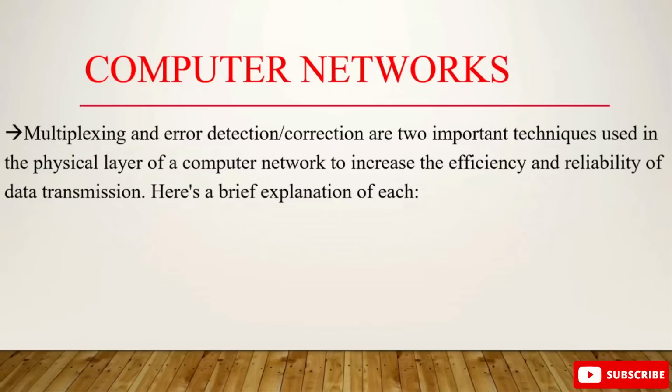Hello everyone. This is the last video in the section of physical layer in computer networks. In this video, we will talk about multiplexing and error detection and error correction. Multiplexing and error detection and correction are two important techniques used in the physical layer of a computer network to increase the efficiency and reliability of data transmission. Here is a brief explanation of each.